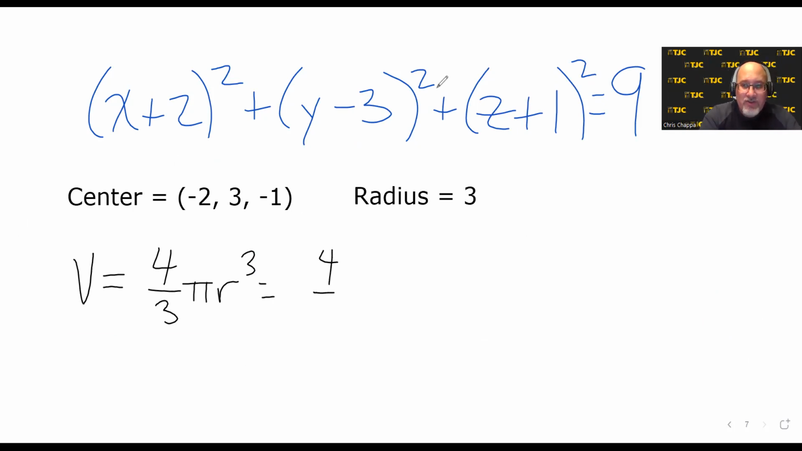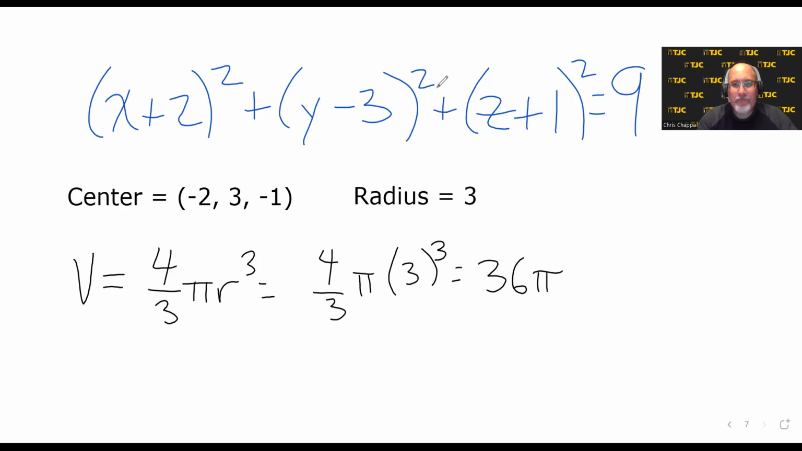But our radius is 3, so it's 4/3 pi times 3 cubed. Well, the 3 in the denominator would cancel one of the 3's in the 3 cubed, so it's 4 pi times 3 squared. 3 squared is 9. 9 times 4 is 36. And we got a pi, so our volume is 36 pi.